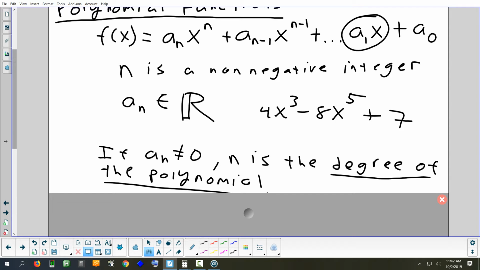What's the degree there? 5. A lot of people just look at the first term and say, oh, 3. No, it's the highest exponent, which should be the first term. If you're writing it properly, what we call descending order, you should put the negative 8x to the 5th in the front. Okay, but that's the degree.